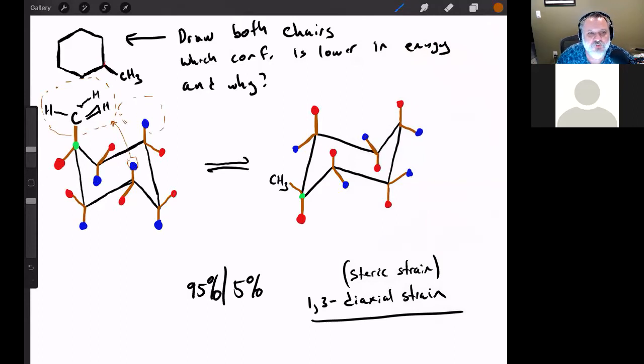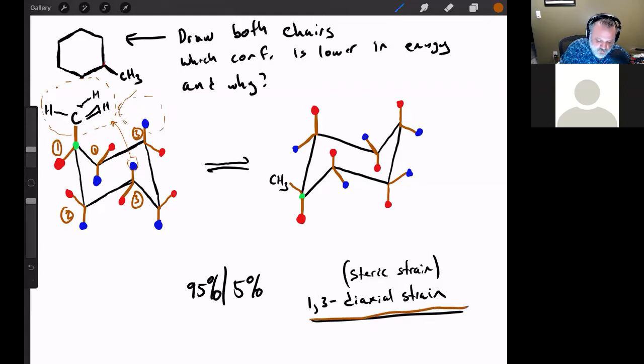Why is it called 1,3? Well, it's arbitrary. If I were to call the green atom 1, then this would be atom number 2, and this would be atom number 3. Going the other way around the ring, this would be atom number 1, and this would be atom 3. So the interactions that cause an increase in energy are between the groups attached to the first carbon and the groups attached to the third carbon, depending on which way you go around the ring. That's why we call it 1,3 diaxial strain.